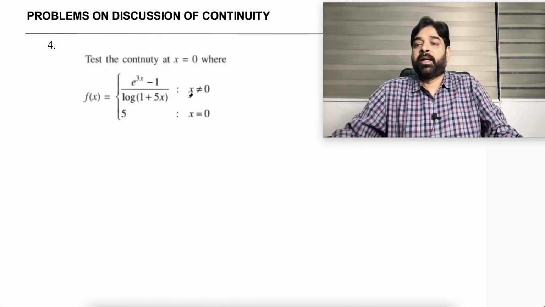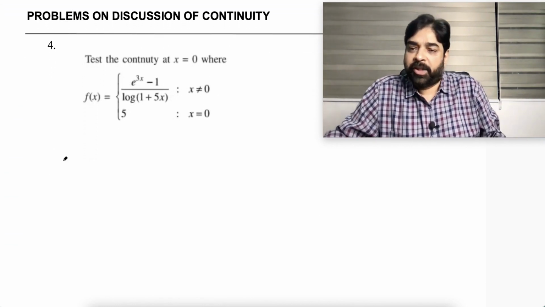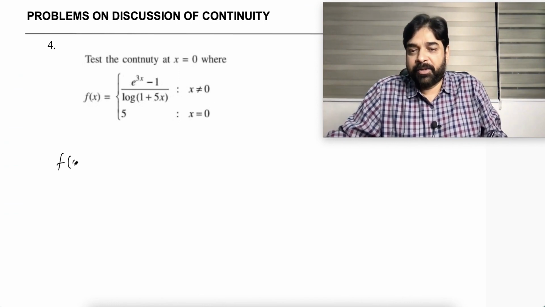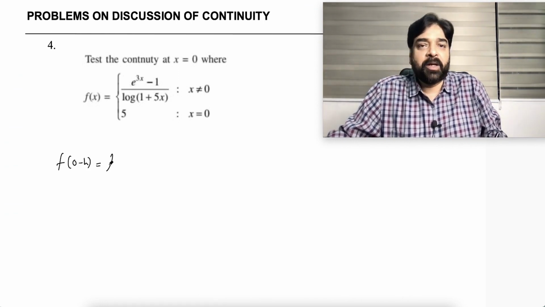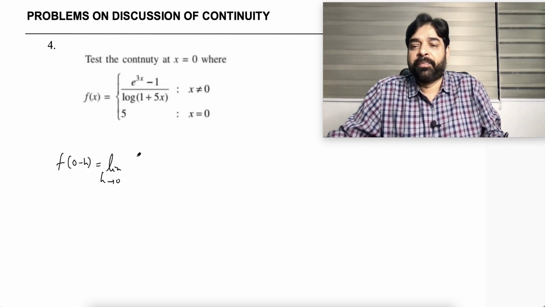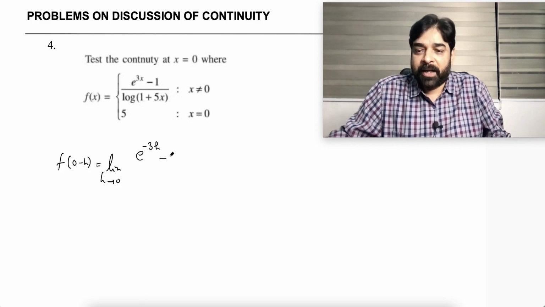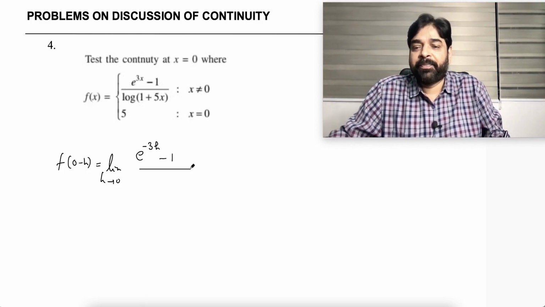Test the continuity at x equal to 0. Simple question. f of 0 minus h will be what? Limit h approaches 0, e power minus 3h, because x will be replaced by 0 minus h, minus 1 divided by ln 1 minus 5h.